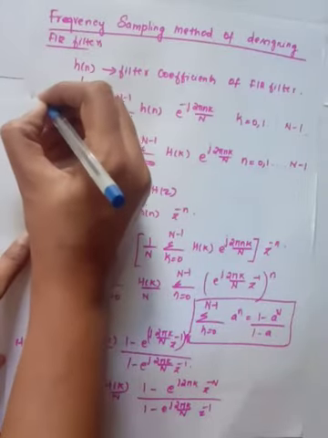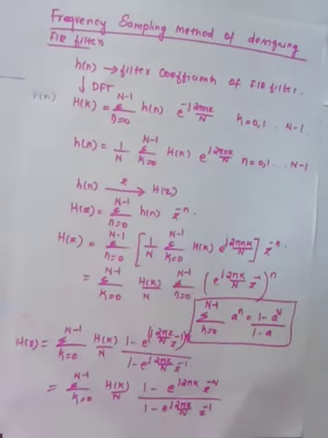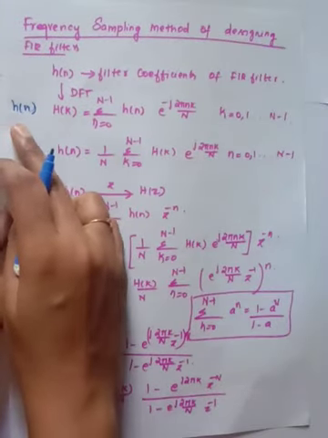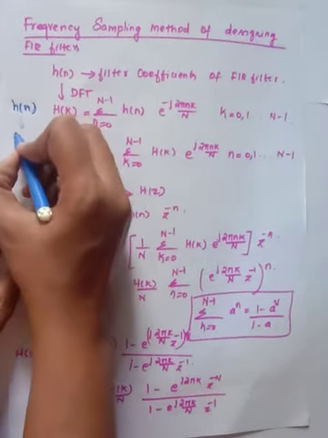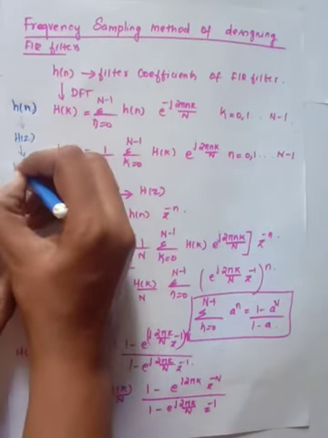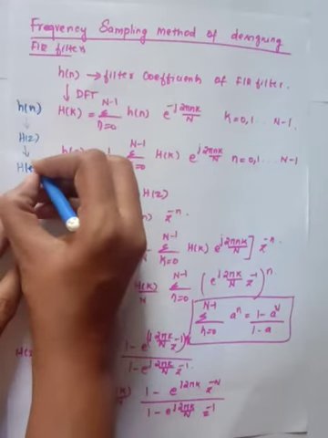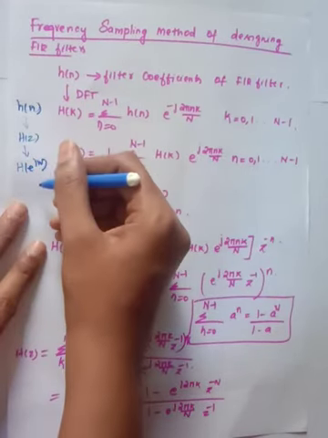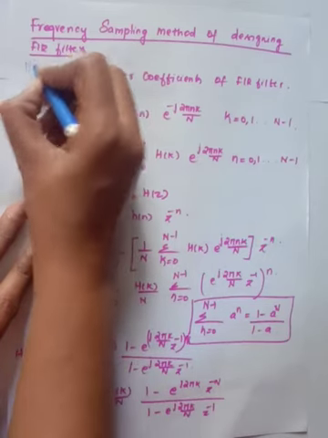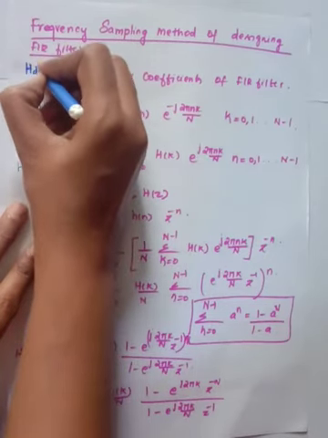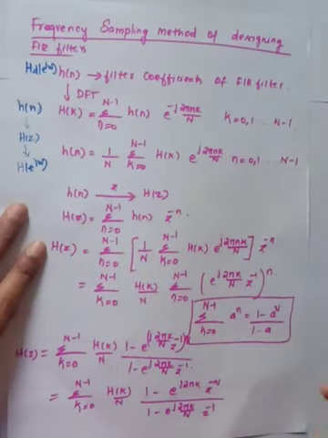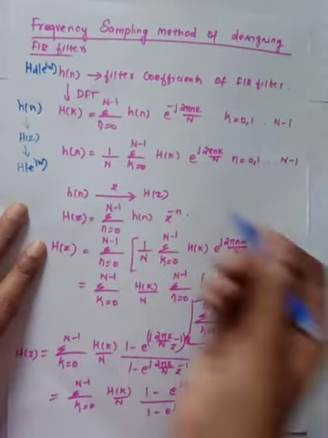So we are going to find h of n. From h of n we are going to find h of z. If we want to find the frequency response, we are going to find h of e power j omega. So this is the procedure. In order to find this h of n, they will give the desired response hd of e power j omega. From the hd of e power j omega we are going to find out the h of n.